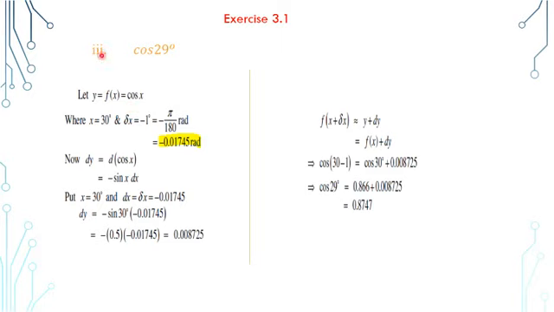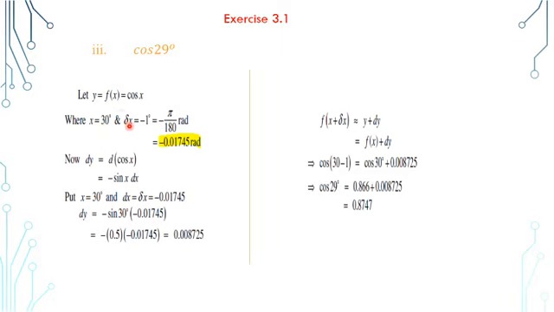Part number 3. Cos of 29. Let y is equal to f of x is equal to cos of x. What is the value nearly equal to 29 from the table? We know that from the table we have 0, 30, 45, 60 and 90, which means that 30 degree is nearly equal to 29. So x is equal to 30 degree and we have to make 29.